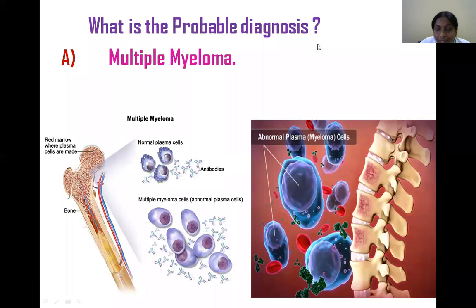What is the probable diagnosis? Answer is multiple myeloma. Multiple myeloma is a plasma cell cancer. It constitutes 1% of all cancers affecting the population. Multiple myeloma cells are abnormal plasma cells that build up in the bone marrow and form tumors in many bones of the body. Normal plasma cells produce antibodies, which help to fight infectious diseases. These abnormal plasma cells are nothing but myeloma cells.